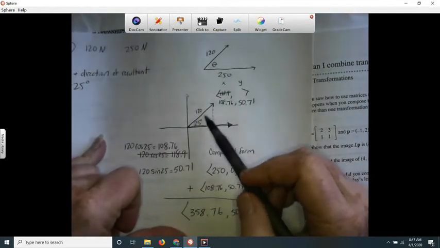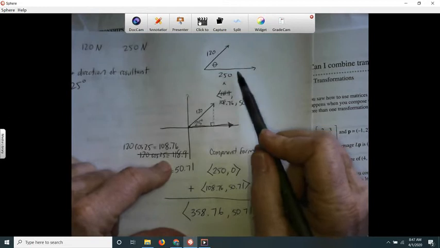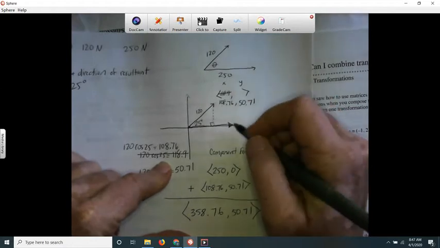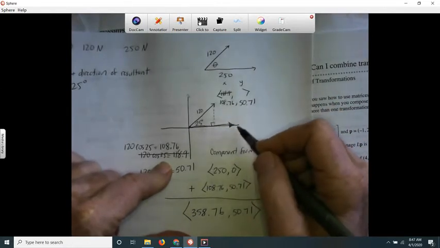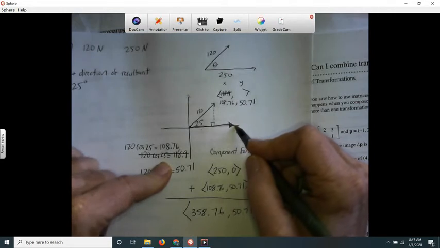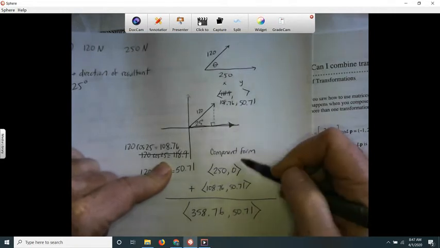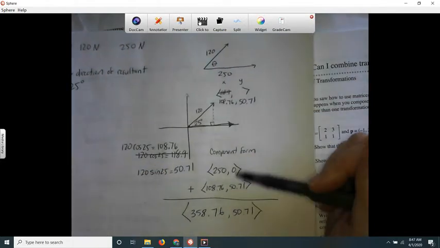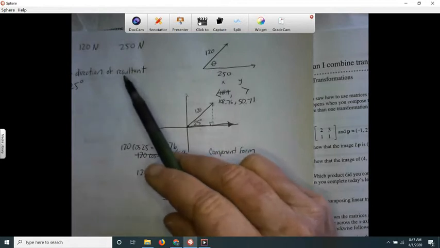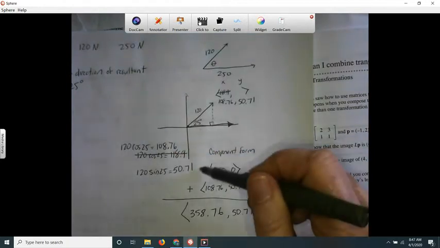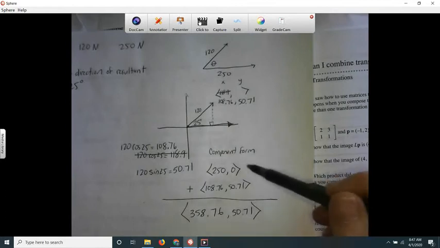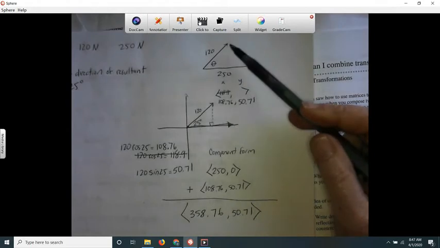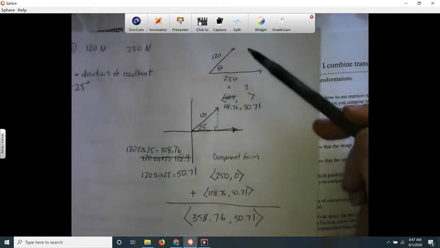For example, this vector right here is going horizontally, so the x value is 250, and the y value is 0. So that's the component form of my first vector. Because it said resultant, and resultant means add, I have to add the component form of the first vector plus the component form of the second vector. The second vector isn't that easy to get the component form of. You have to do a little work for it.